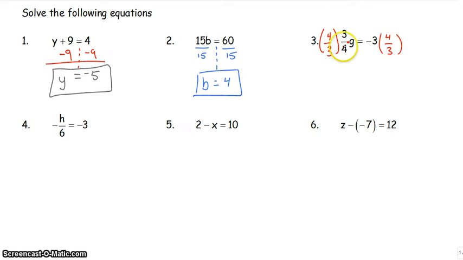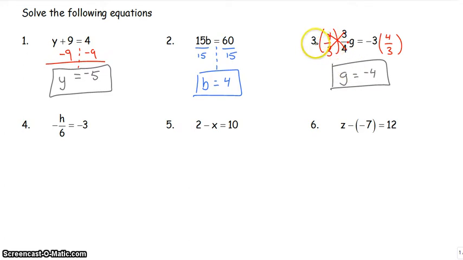That would give me 12 over 12, so it cancels. Leaves me with just the g on the left-hand side. Here, negative 3 times positive 4 is negative 12. Divide that by this positive 3. Negative 12 divided by positive 3 is negative 4. Variable is by itself. I have my answer.